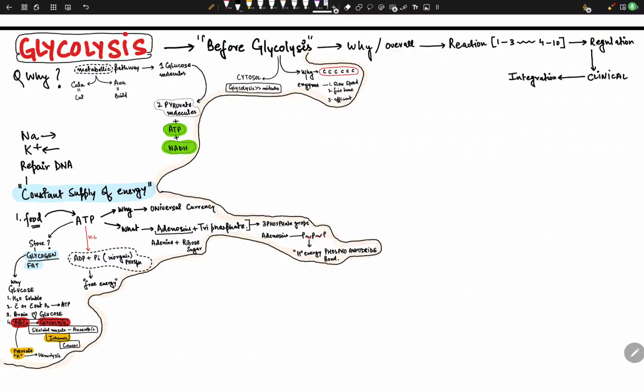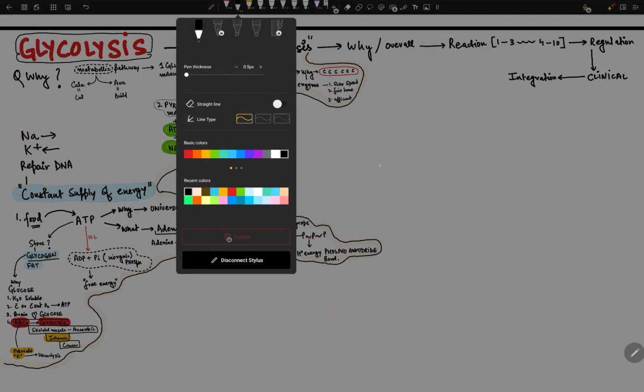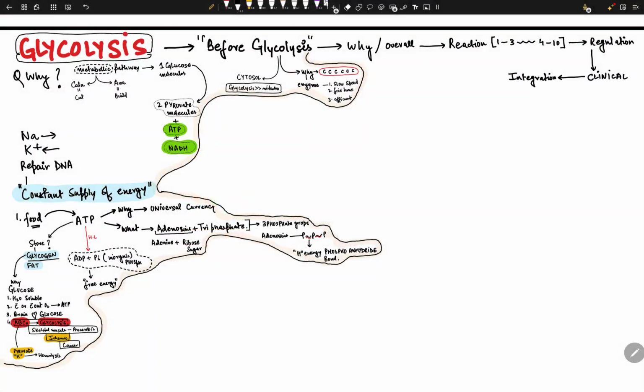So this is part 2 of glycolysis, and in the previous video we answered some questions about glycolysis. In part 1, we discussed why glycolysis even exists and what it is trying to do. In this video, we're going to understand the exact function of the glucose molecule. It's the continuation of part 1, so if you have not seen part 1, I would really suggest you watch it.